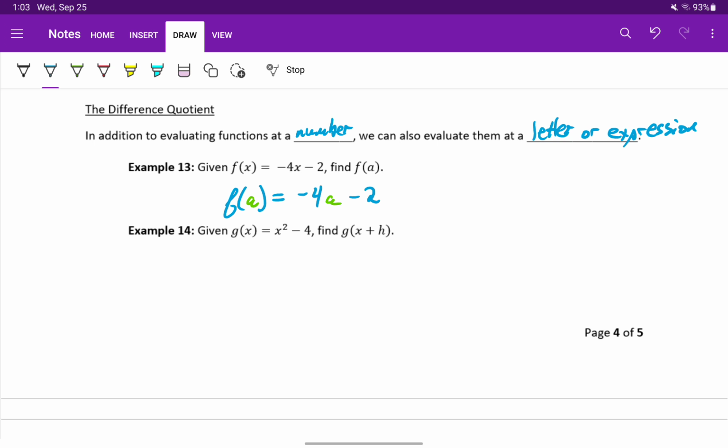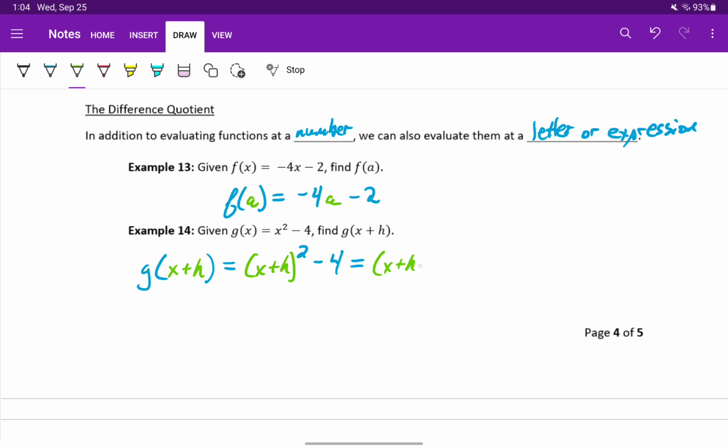Example 14 continues that idea, but now rather than just substituting an individual letter, we're substituting in an expression, x plus h. So to find g of x plus h, for the function g of x equals x squared minus 4, we'll look for every instance of x and replace it with that expression x plus h. In this case, that means we'll get x plus h, that quantity squared, minus 4.